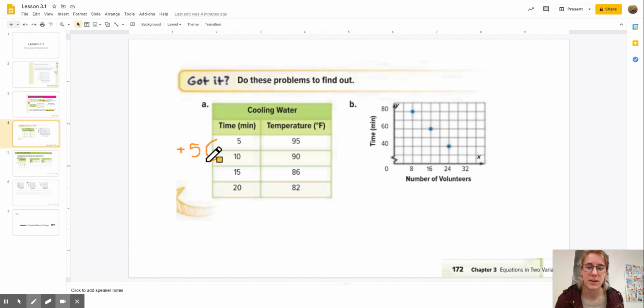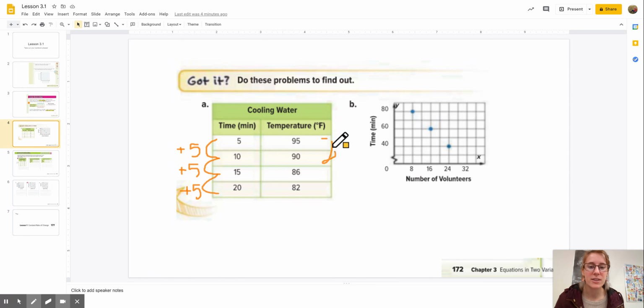Then we'll check out the next one. From 10 to 15, we have added 5. From 15 to 20, we have also added 5. Then we want to look at our other value. In this case, it's temperature.